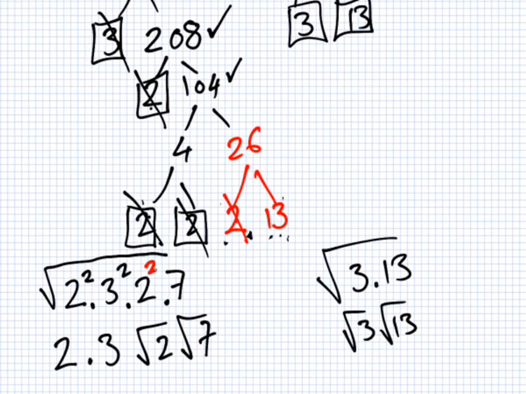Yes. 1, 2, 3, 4, 5, 6, 7, 8, 9, 10, 11, 12. We have everybody. Yeah. Okay. Got it now?